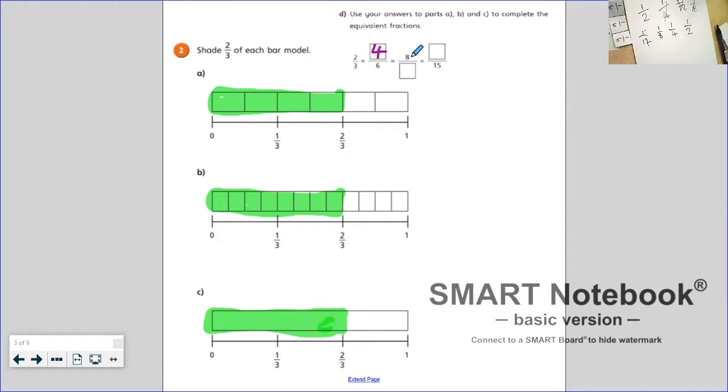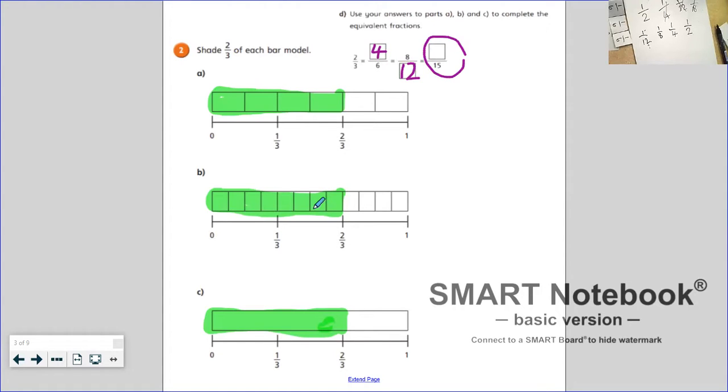Which is also the same as so many of 8 something. So let's have a look. 1, 2, 3, 4, 5, 6, 7, 8, 9, 10, 11, 12. The denominator for that one is 12. So it's also the same as 8/12. But this one is quite interesting. Look, this one here says so many 15s, and we haven't got a bar model split up into 15s.